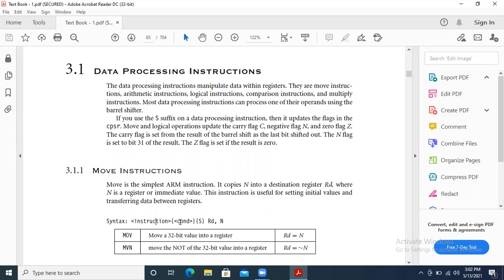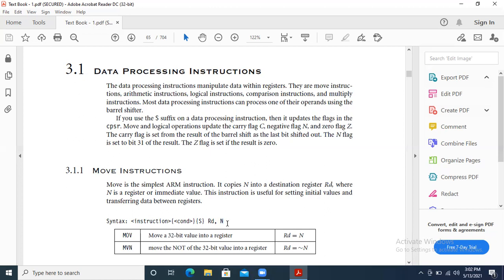Because in the next topic we get the same instructions only. That's why you should know that if something is in a square bracket, there is no compulsion of writing it. So in this, the condition is not important and the S is not important. S means it is a signed value, so that is not important here. Important are only three values here: one is the instruction, second is the destination, and n is the source. So these three we have to pass to execute the move instruction.